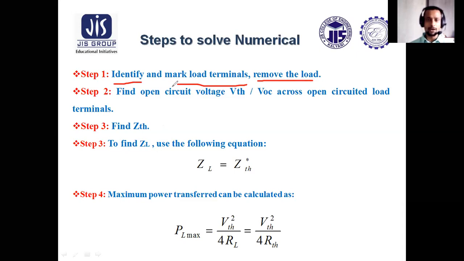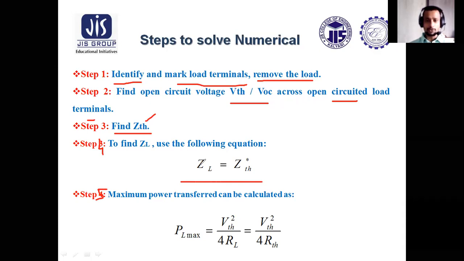While the load is removed, try to find VOC or VTH across the removed load terminals, or open circuited load terminals. Third step is find ZTH. How to find ZTH, that we already discussed in Thevenin's theorem. Now this is step 4 and this is step 5. In step 4, here comes the concept of maximum power. What we discussed till now is, in order to transfer maximum power, ZL should equal ZTH star. So once ZTH is found, ZL could be found by this equation.